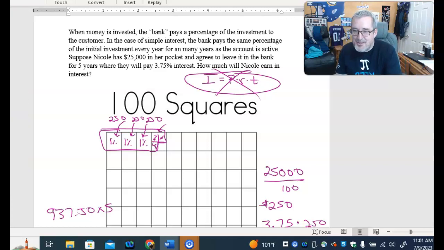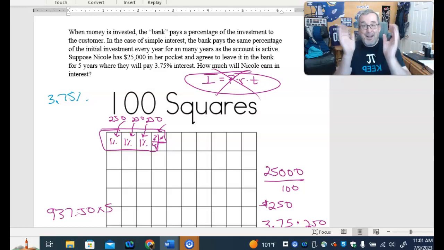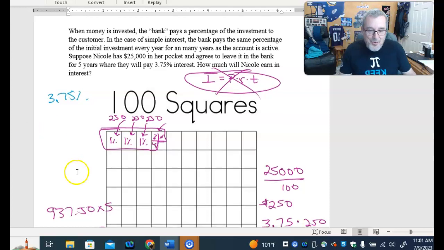Sometimes students have learned that 3.75%, to convert a percent to a decimal, you move the decimal two places to the left, or you move the decimal two places to the right. I'm saying it that way because sometimes it's like flipping a coin. Do you move the decimal to the left? Do you move it to the right? What I want to talk about is, why do we move the decimal at all? Let's look back at the work here.